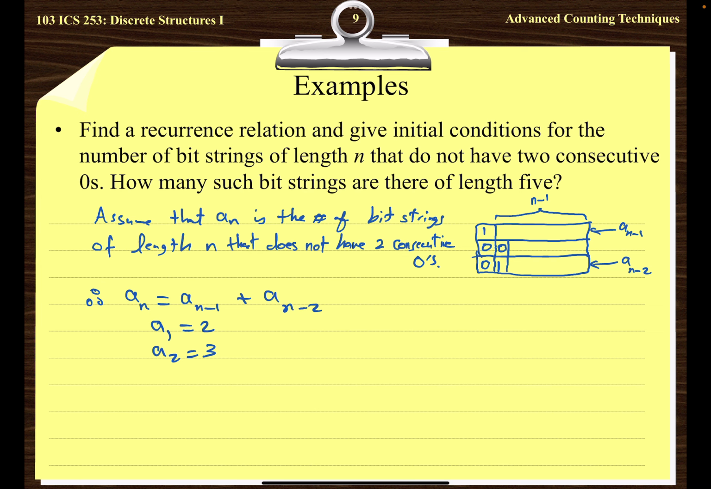Okay. So now if I want to calculate a5, what do I need to do? I just need to apply the recurrence. So a3 is equal to what? Well, a3 is equal to a2 plus a1, which is equal to 5, right? And a4 is a3 plus a2, which is equal to 5 plus 3, 8.